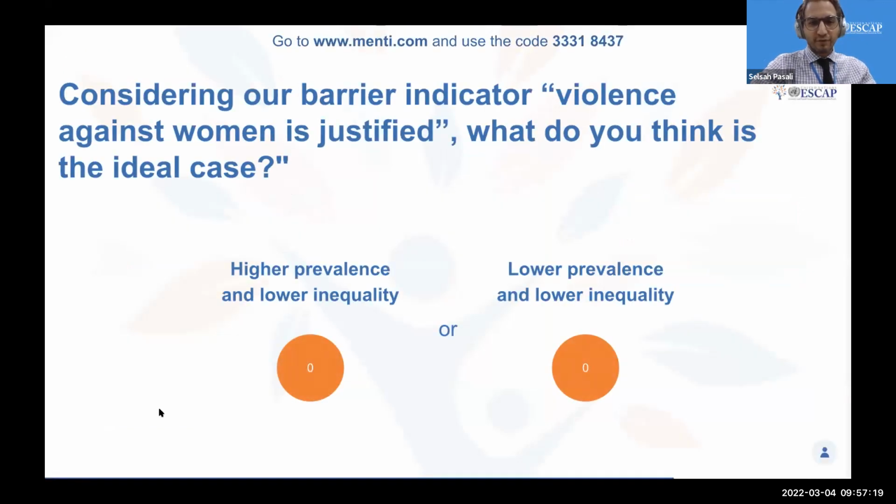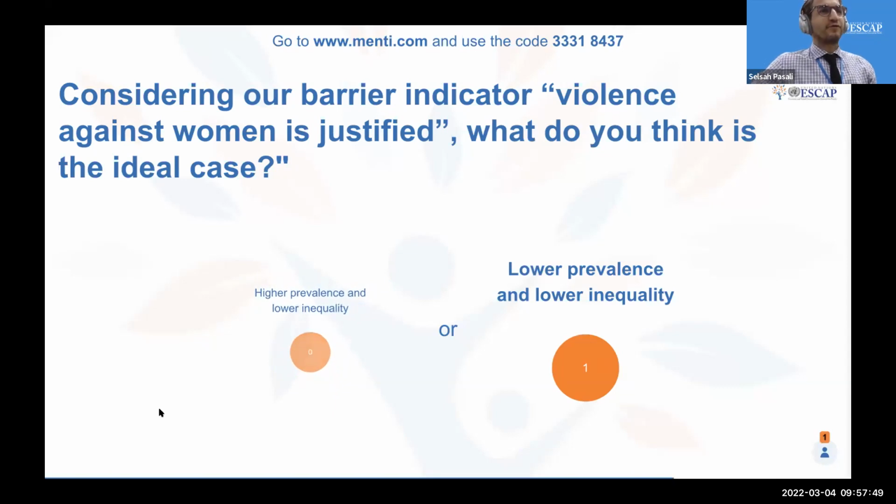I hope most of you are there, and while maybe others are getting there, we'd like to ask another question. Considering our barrier indicator, violence against women is justified, what do you think is the ideal case? Higher prevalence and lower inequality, or lower prevalence and lower inequality? Feel free to write in the chat. Also, we can open the floor if you'd like to indicate your answer.